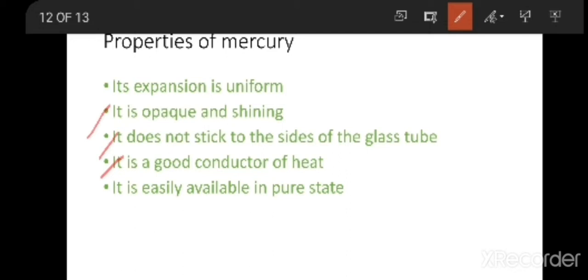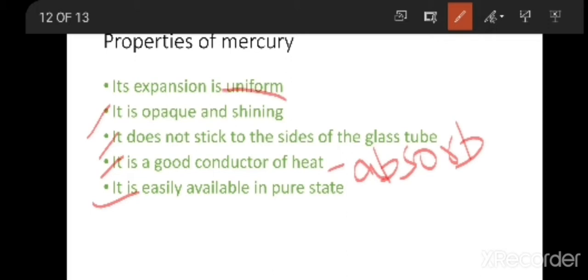If you use, instead of mercury, some other poor conductor of heat, then what is the use? That poor conductor of heat will not absorb the heat, so it is not going to rise. So we have to select a good conductor of heat so that it can absorb the heat. The liquid will absorb the heat, then it is going to rise. And mercury is available in pure state. And also, its expansion is uniform.